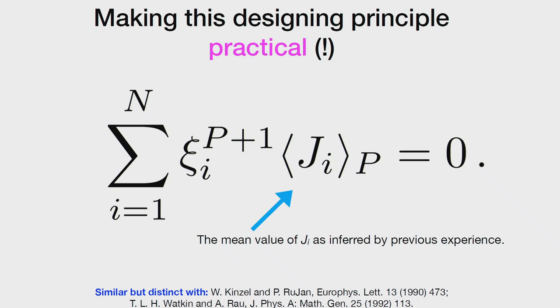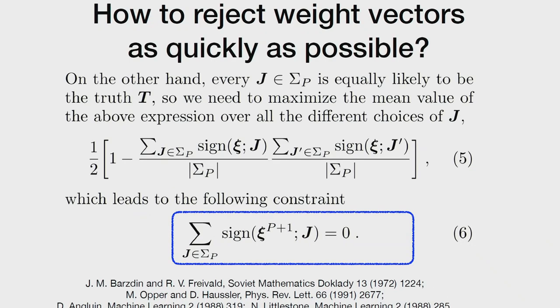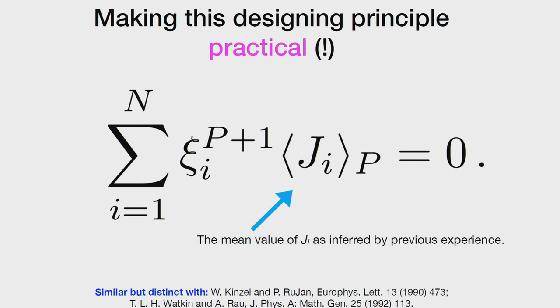It's found that you can just ask this question. You want the newly designed vector, cosine p plus 1, to be orthogonal to the mean vector J after the p solution. This is quite similar, but still a little different from the early work in 1990, 1992. The difference is that they use not the mean value, but just the actual value at the p-th stage.